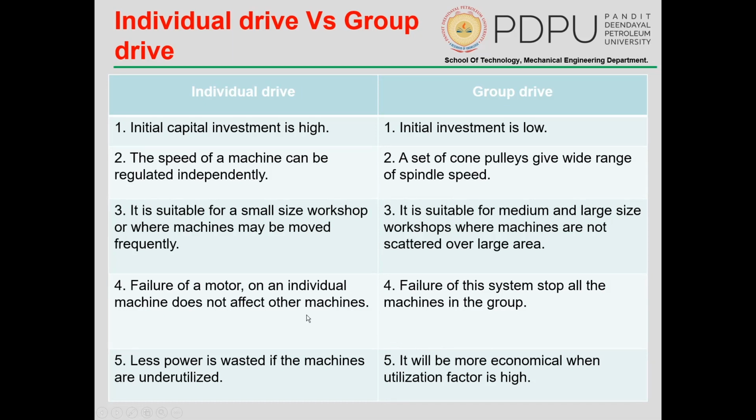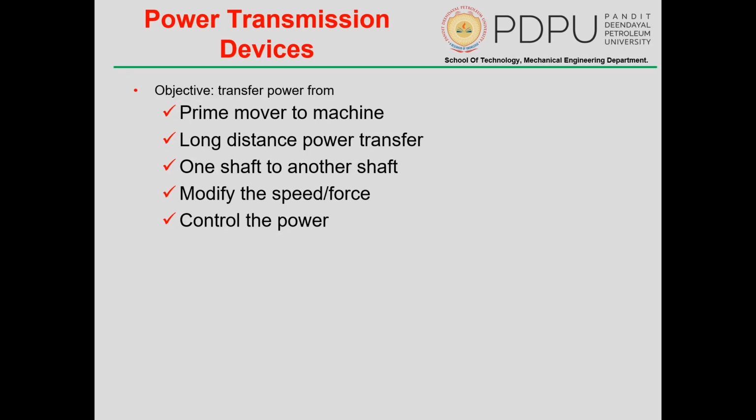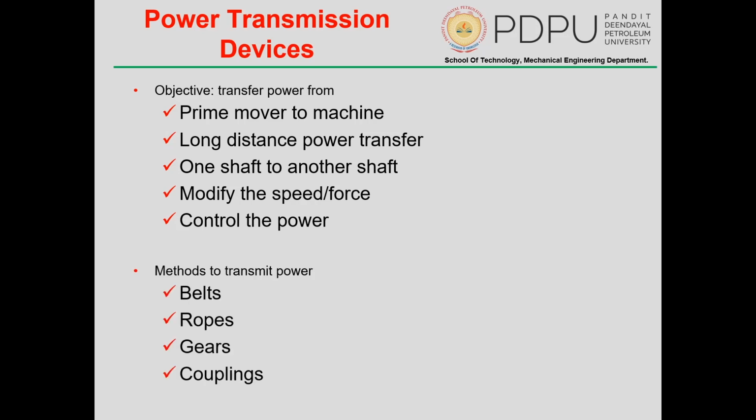Moving ahead, we now have to talk about power transmission, and here are the objectives. First, we have to transfer the power from the prime mover to the machine. Second is long distance power transmission. We also have to transmit power from one shaft to another shaft, modify the speed or force as per our requirement, and control the power. So how is it done? This is done with the help of belts, ropes, gears and couplings. Today we are going to discuss belts and ropes.